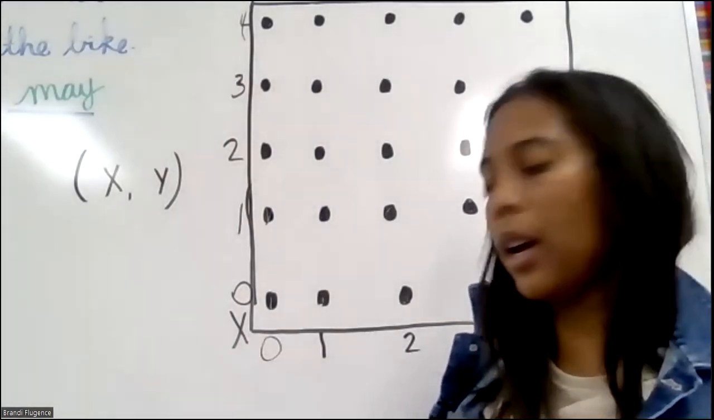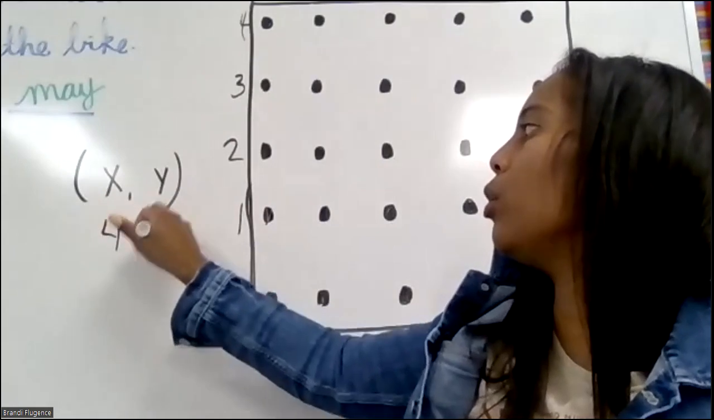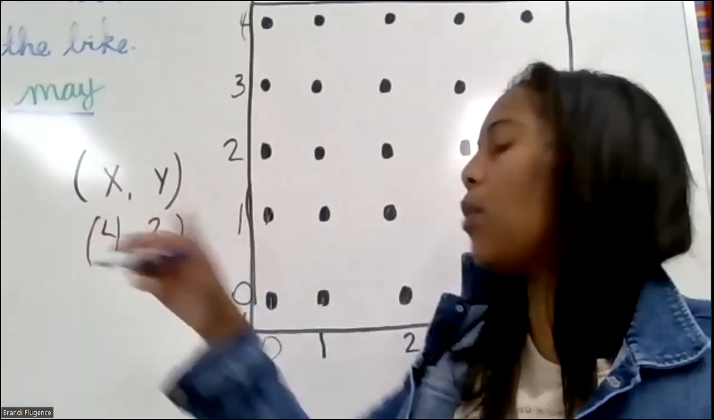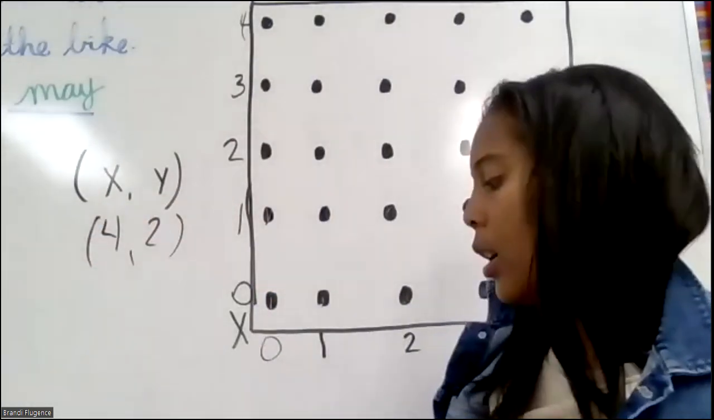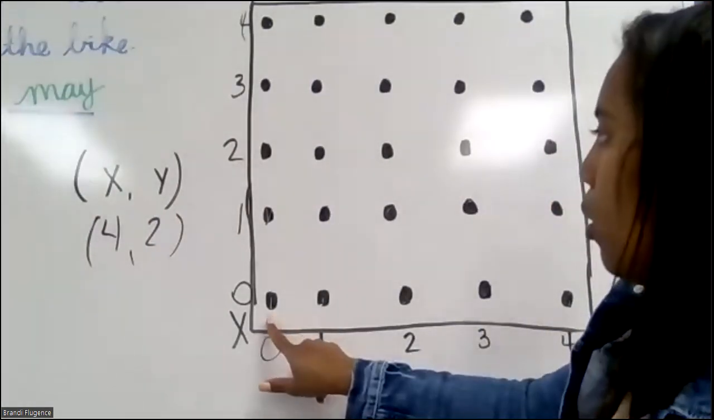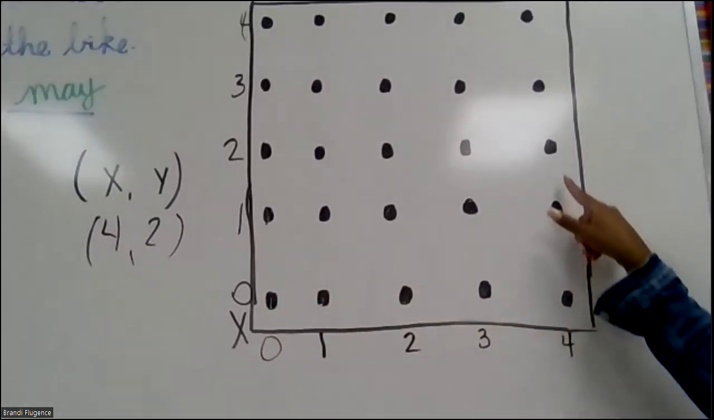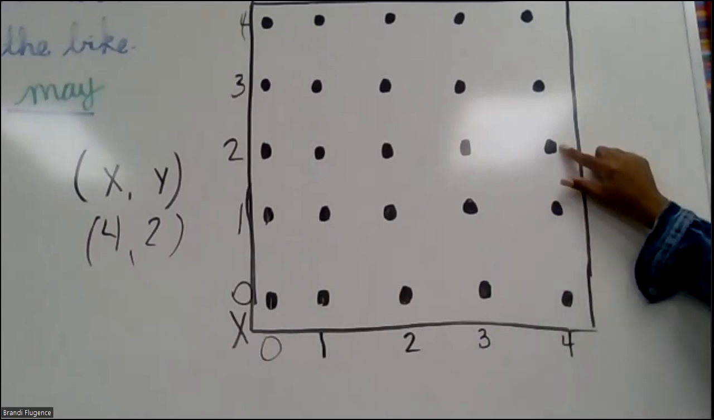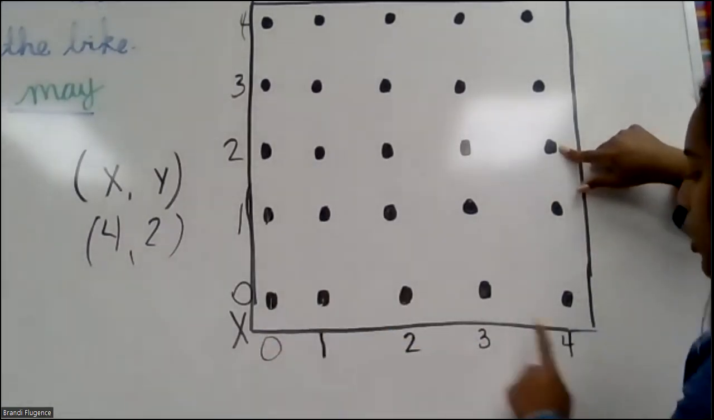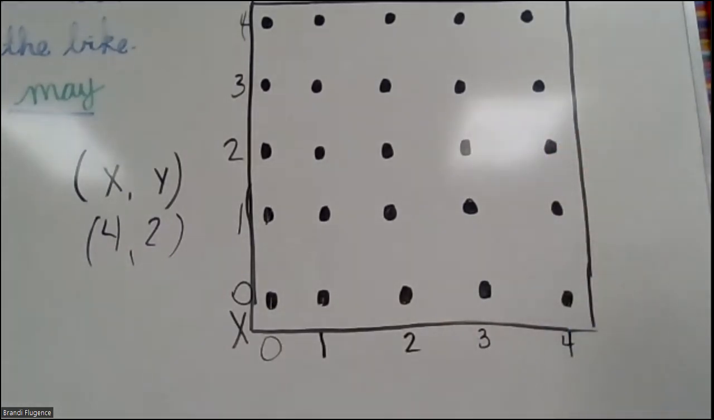Let me show you another example of a point. Say if I wanted to find point 4, 2. Again, your X is always your bottom number. So I find 1, 2, 3, 4, and then what is my Y? 2. 0, 1, 2. This will be point 4, 2. See that?